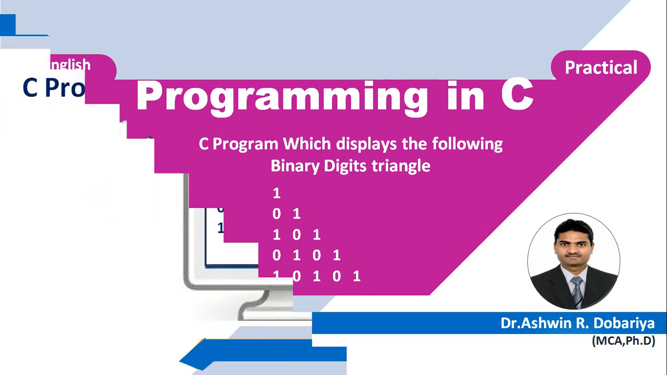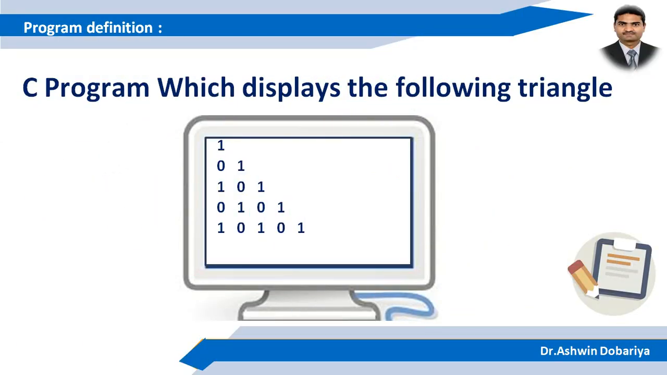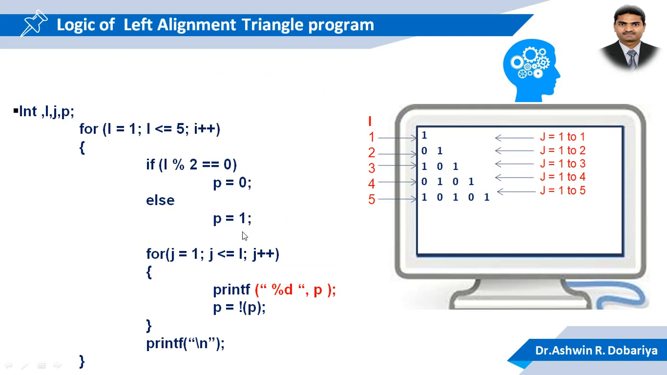So let's start how we can write the program to generate this kind of binary left aligned triangle. Here one thing you have to observe is that the triangle starts from 1, then the very next digit is 0, then again 1. Then the next line will start from 1, then 0, 1, and 0, 1, 0, 1 like this. So how can we think about the logic of this?